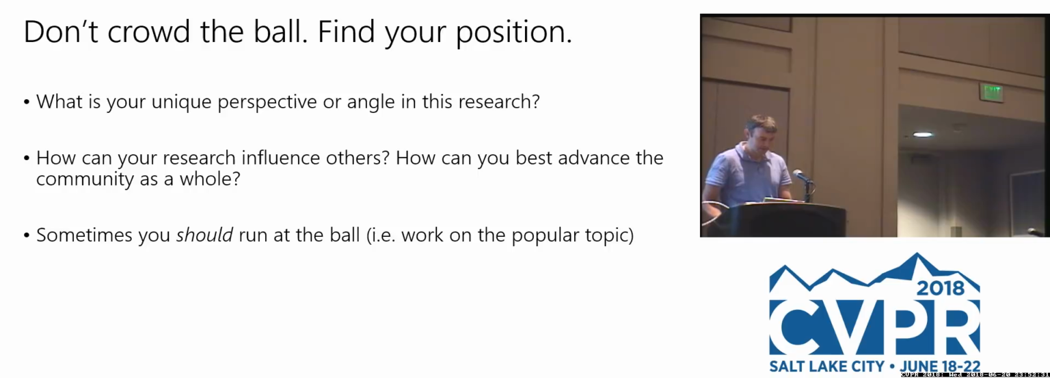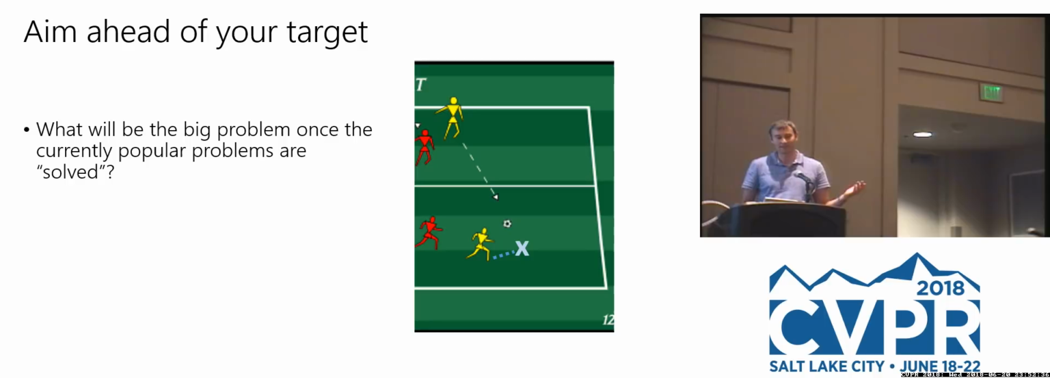The next piece of thinking of your research as part of the team is to aim ahead of your target. So if you're passing a ball, you don't want to pass the ball right at the player that's running. You want to pass it ahead of them so they get there at the same time that the ball does. And it's the same in research. It can be helpful to think about where the current directions of the field are taking it. So if people solve the problems that they're currently working on, then what would they realize are the next problems to work on? And start thinking about those problems and trying to address them.